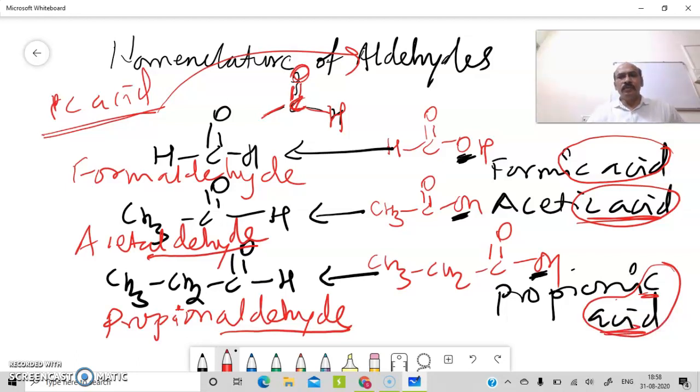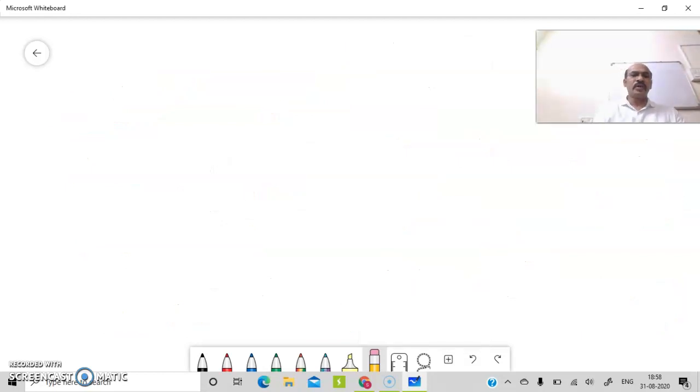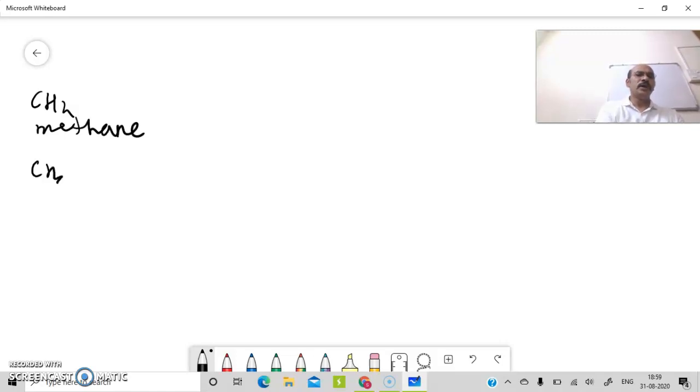Okay. Then we will proceed to the next. This is for simpler, smaller molecules that you have to remember. We will proceed to the IUPAC nomenclature of aldehydes. Here I am writing a hydrocarbon. You know what it is? Methane. Here I am writing a hydrocarbon of 2 carbon atoms. What is it? Yes, it is ethane.